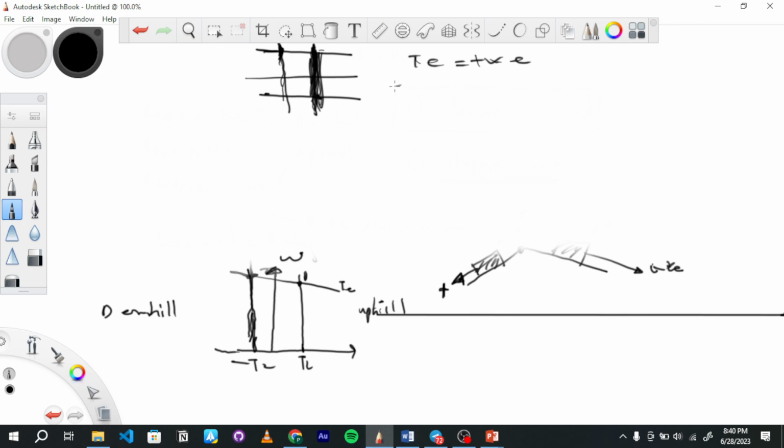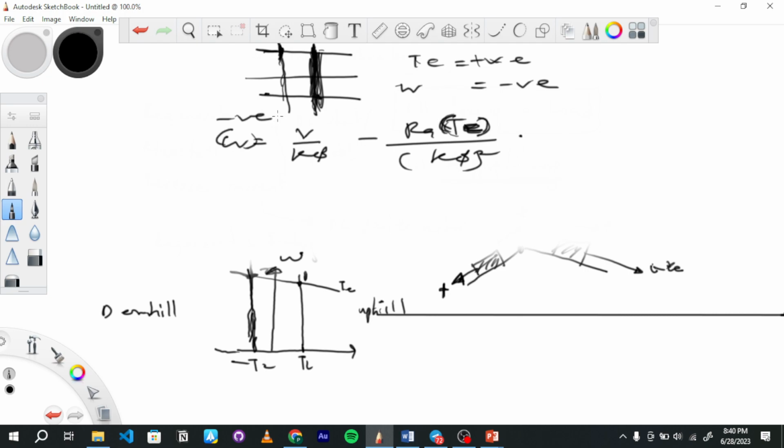We'll see how we use all these formulas when we get to the examples. Right now, just listen. If I take omega, I know that omega is equal to V over K phi minus RA TE over K phi squared. If I'm working with a bidirectional torque, this TE, it means I'll put in a negative value here. But if I'm working with a unidirectional torque, the torque remains positive, but it is the speed here that becomes negative. When we take the examples, all these things will make sense.